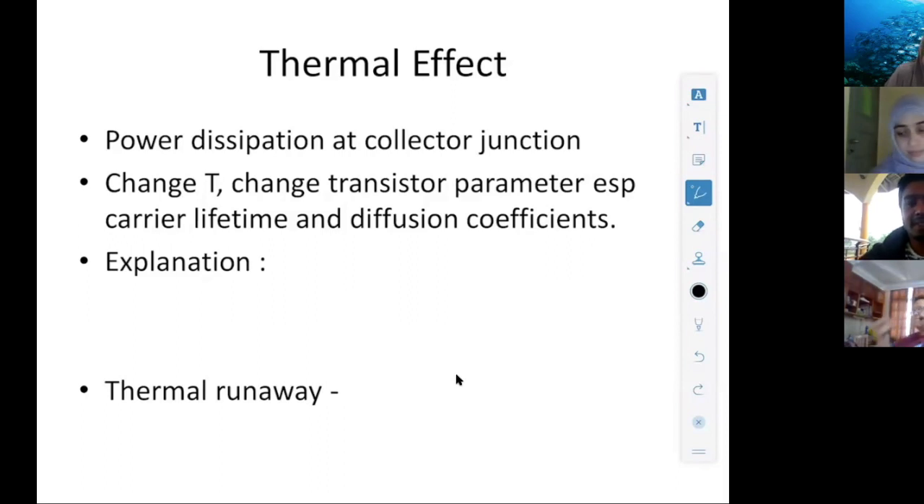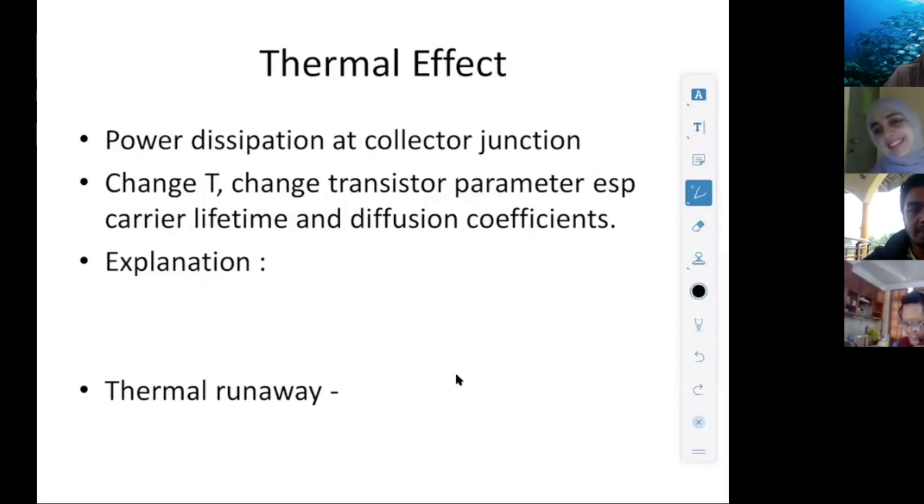Alright, so thermal effect. Can you see me drawing now? Yes, you can. So let's draw the forward active. So in the class it'd be great, right? I don't have to draw, you have to draw. Now I have to do all the drawing. So I pity the lecturer. We have to do everything now.